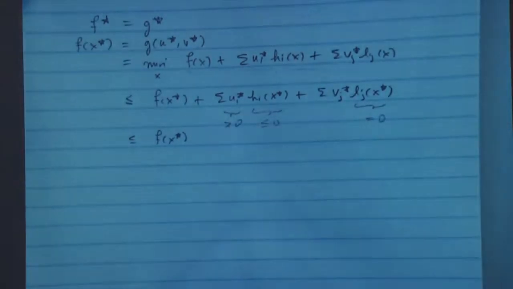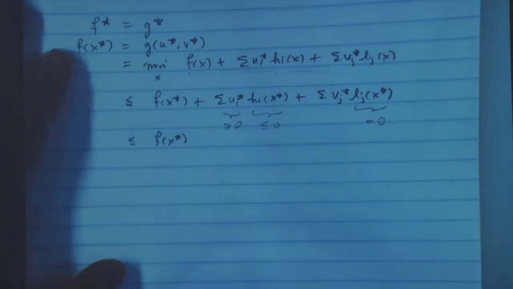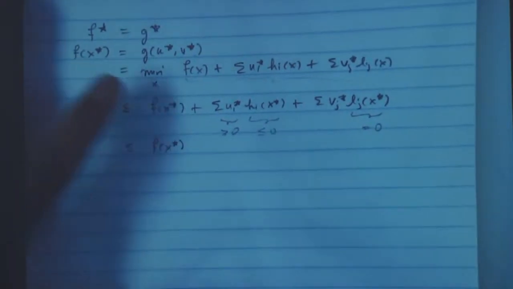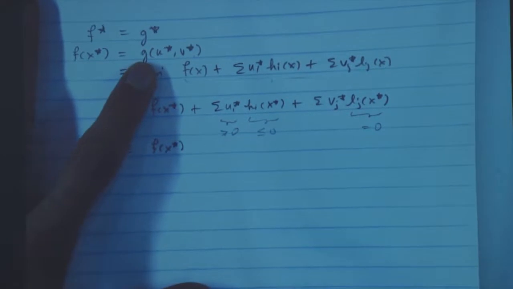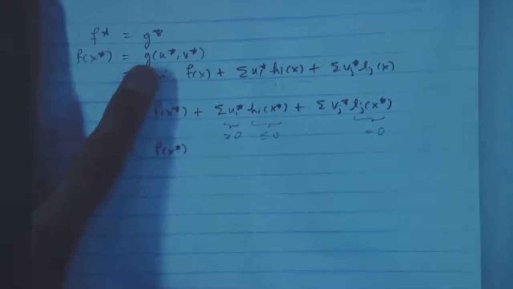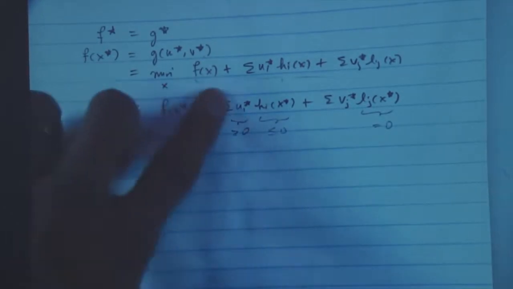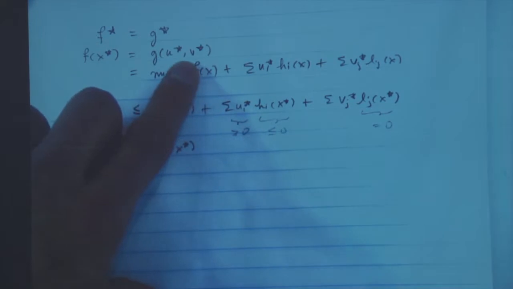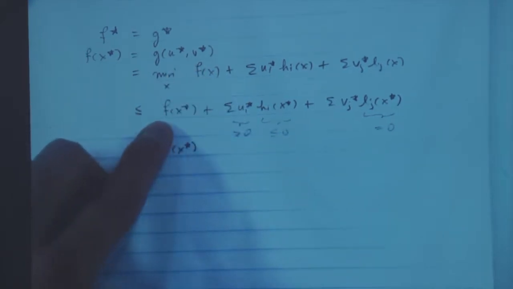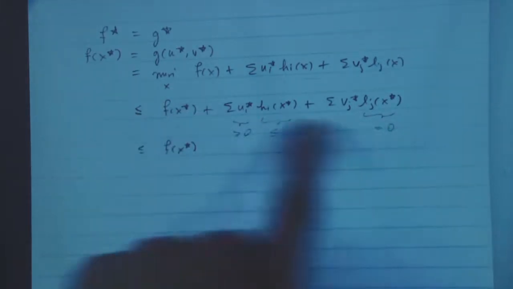Okay, so what have we argued? Let's just look back at it. We've argued that f of x star is equal to the dual optimal value, g of u star v star, but in turn we can bound that by f of x star, just by definition of the Lagrange dual function, and then a simple bound that said that the minimum over all x has to be at most the value of the function when I plug in x star.